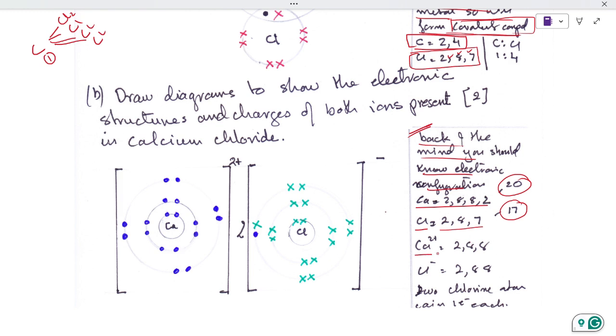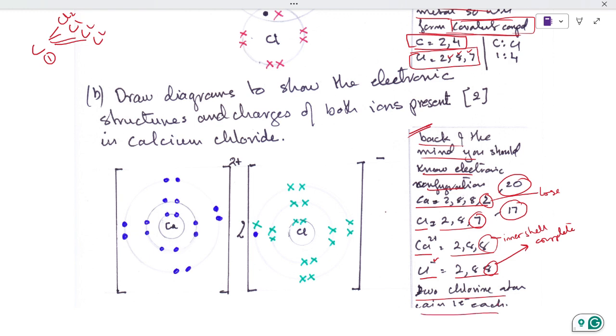Calcium will lose its 2 valence electrons because the inner shell is complete, so its configuration comes out to be 2, 8, 8, and the calcium will have a 2 positive charge. Chlorine will become chloride with a 1 negative charge by gaining 1 electron, giving 2, 8, 8. So there are going to be 1 calcium and 2 chloride ions to balance the positive and negative charges.